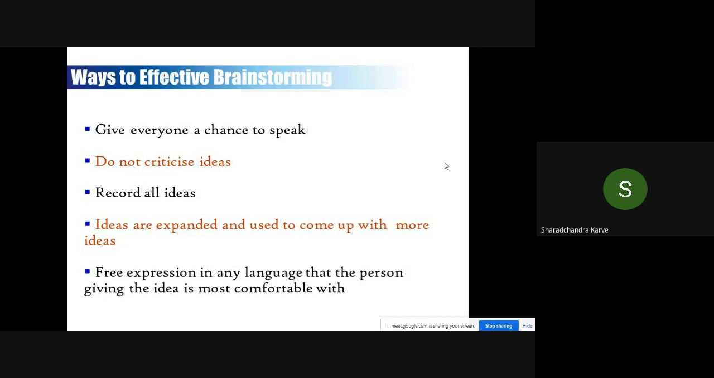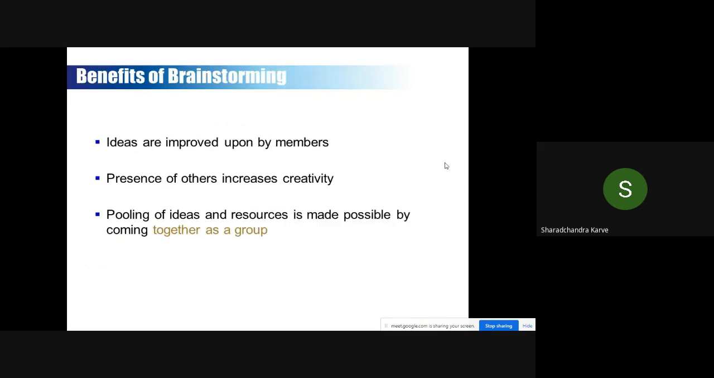So what is the effective way of brainstorming? Give everyone a chance, do not criticize ideas, ideas can be expanded, etc. Next, free expression of language. He should be comfortable to speak out in any language that he feels. Next slide. Once these ideas are generated, then they are categorized. Next slide, please.